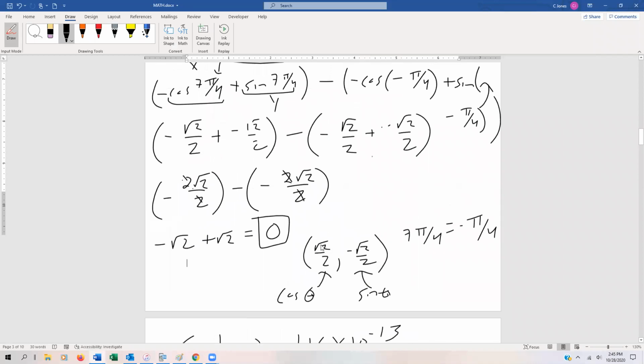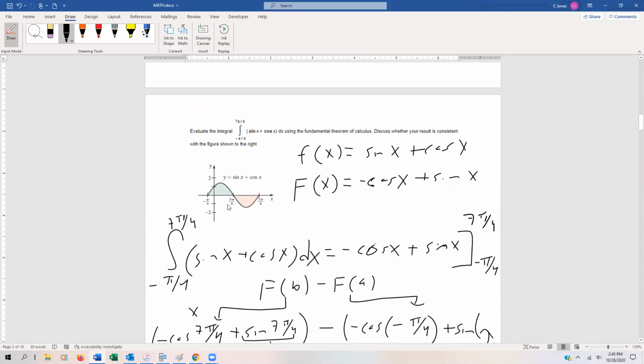The graph, though, let's go back to the graph. Well, this graph suggests that these areas are the same area. They're symmetric. They just cancel each other out. Notice that at 3 pi fourths, the function is symmetric at that point, so it just makes sense that they are going to cancel one another out.